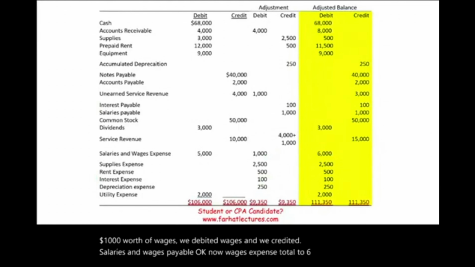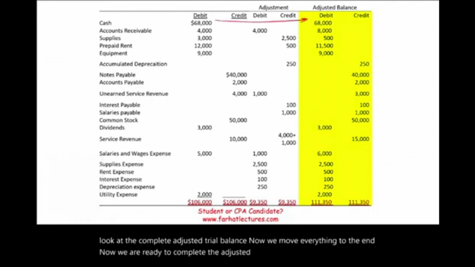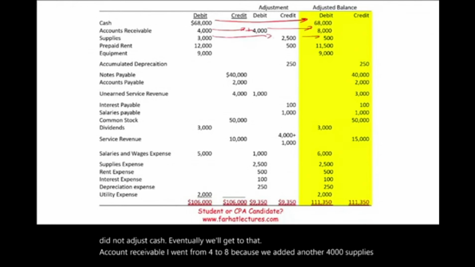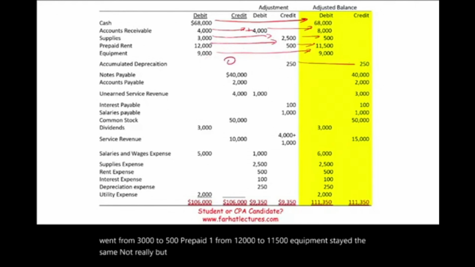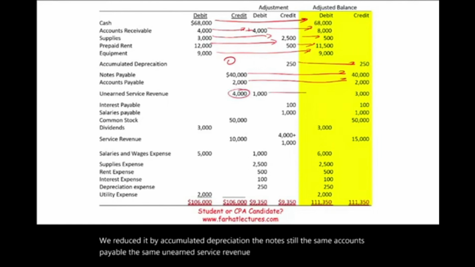Let's take a look at the complete adjusted trial balance. Now we move everything to the end. Now we are ready to complete the adjusted balance. 68,000. We did not adjust cash. Eventually we'll get to that. Accounts receivable went from 4 to 8 because we added another 4,000. Supplies went from 3,000 to 500. Prepaid went from 12,000 to 11,500. Equipment stayed the same, not really, but we reduced it by accumulated depreciation. The notes is still the same. Accounts payable the same. Unearned service revenue was 4,000. We reduced it to 3 by debiting it 1,000, so on and so forth.